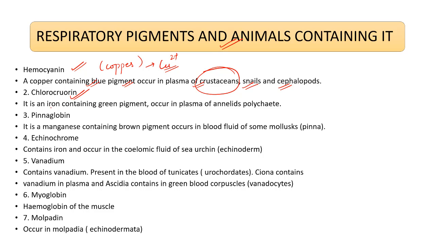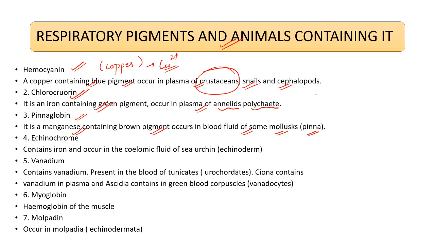Chlorocruorin is an iron-containing green pigment occurring in the plasma of annelids and polychaetes. Hemocyanin is present in arthropods like crustaceans, snails, and cephalopods. Chlorocruorin is an iron-based pigment present in the plasma of annelids and polychaetes. Pinnaglobin is a manganese-containing brown pigment occurring in the body fluid of some mollusks, like Pinna.